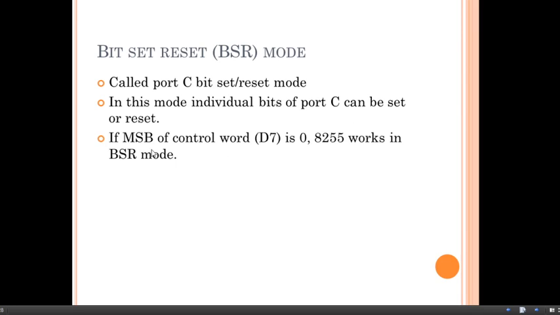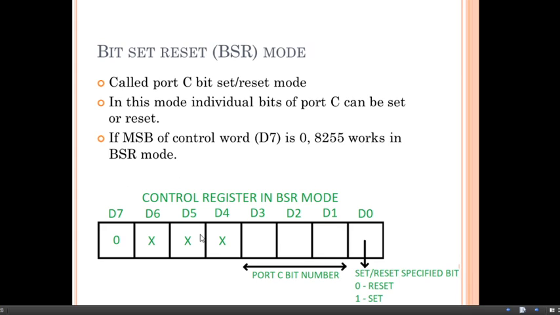As we have seen, if the MSB of control word, that means D7 bit, is 0, in that case 8255 works in BSR mode. This is the control word register format for BSR mode. Here the D7 bit is equal to 0, and D4, D5, D6, these three bits are don't care. D1, D2 and D3 are used for port C bit selection, and D0 bit is used for set or reset of the specified bit of port C.